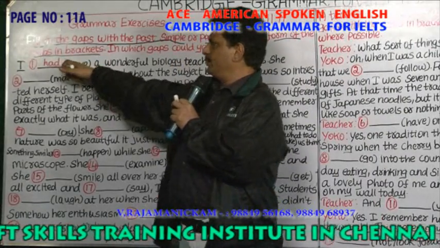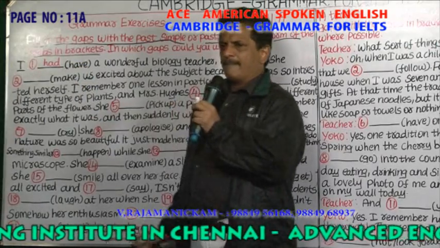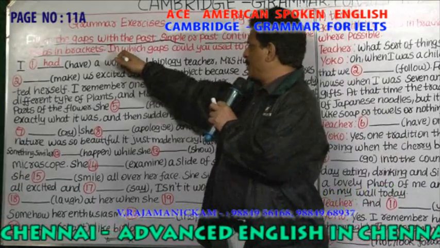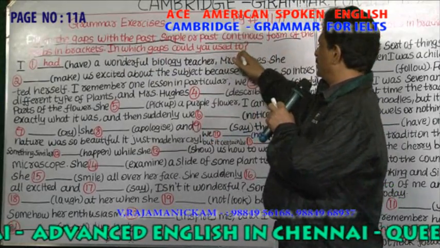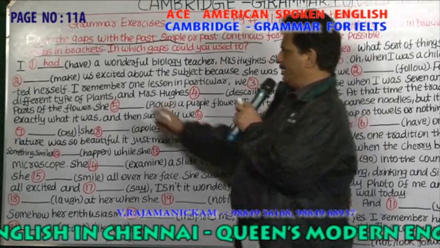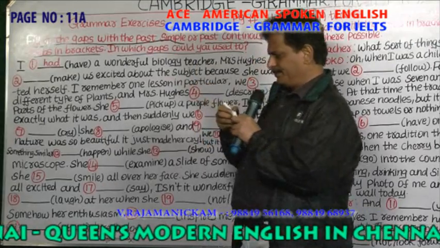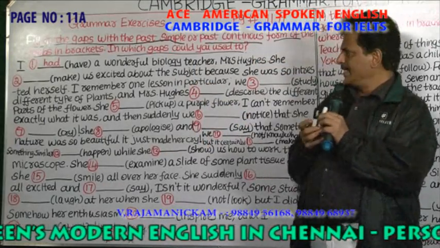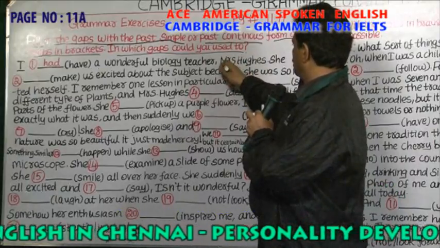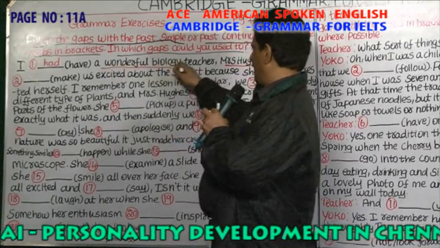So either you have to use the past simple or the past continuous form of the verb in brackets. The bracket verbs are there. You have to use either past tense or past continuous. For example, it is given here: I dash a wonderful biology teacher, Mrs. Hughes. Her name is Mrs. Hughes.